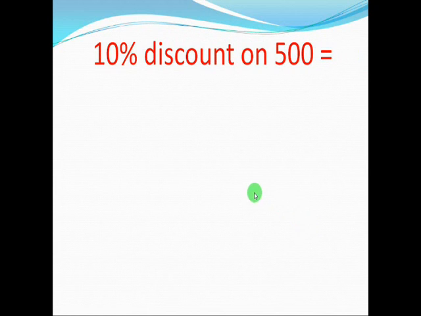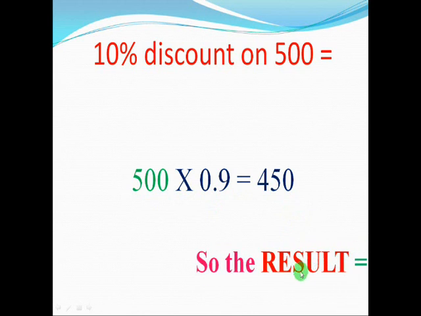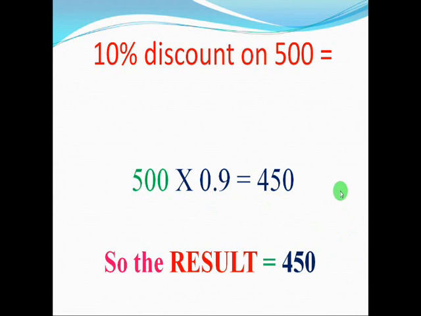Instead of calculating 10% first, we can directly multiply 500 with 0.9, which is the same as multiplying 50 with 9. We can write 500 as 50 into 10, and when we multiply 10 with 0.9, it is equal to 9. So instead of taking all these steps, we can use this step directly to get the answer in less time. So the final answer will be 450.